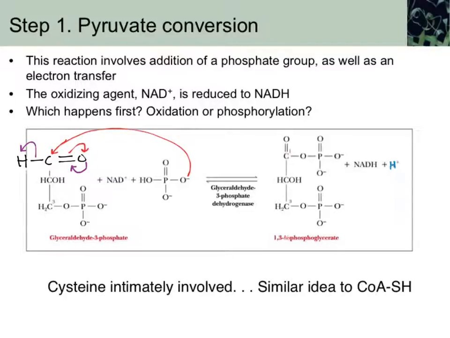Okay, so we'll do some fancy labeling in here. There's that H. We'll make this a purple hydrogen. That purple hydrogen is now the H of our NADH. Okay? So that's the gist of what happens there.